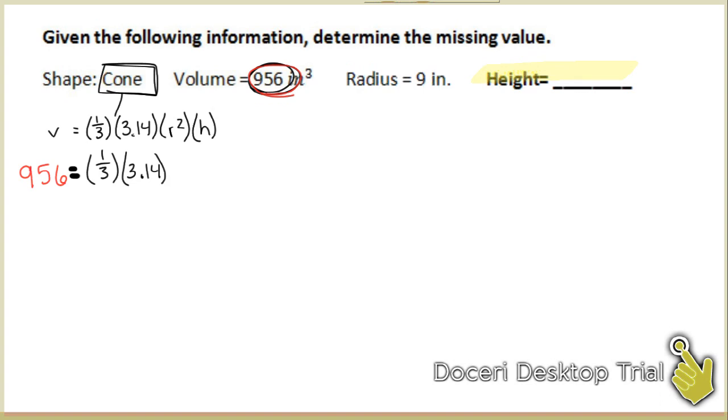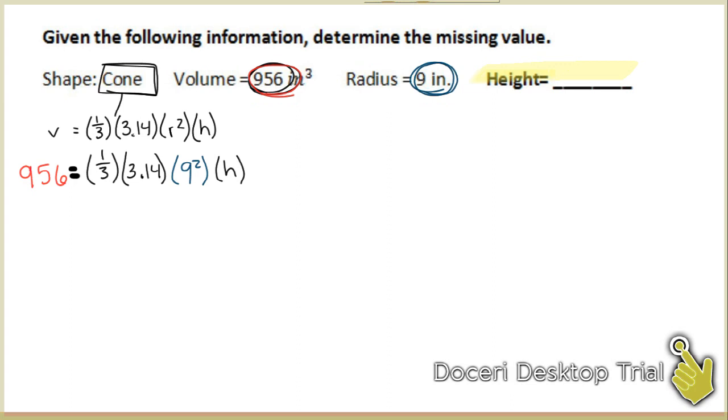They told us over here that our radius was 9 inches. So we're going to come back to our problem, and we're going to substitute that in. 9 squared. And then again, what's missing is our height. So h is what's missing. All right, so let's look at this and see what we would do.